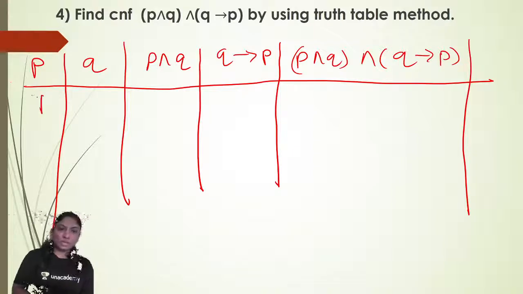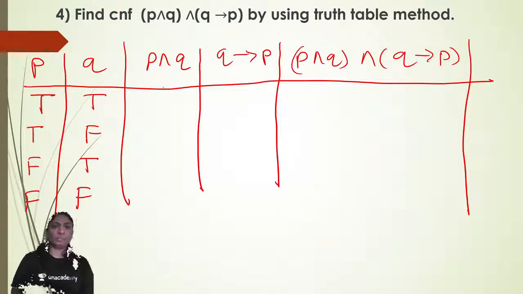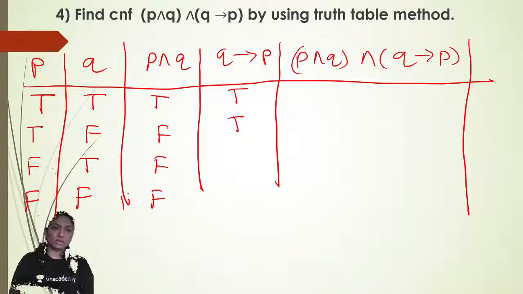Okay, so here T T, F F, T F, T F, P and Q. If both are true, then true. If one of them is true, then false. False, false. Right? Q implies P: T T, T. F T, T. T F, F. F F, T.